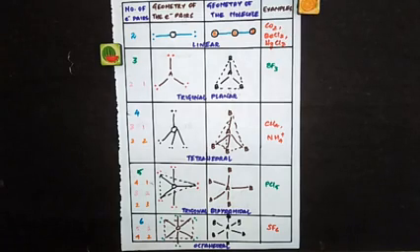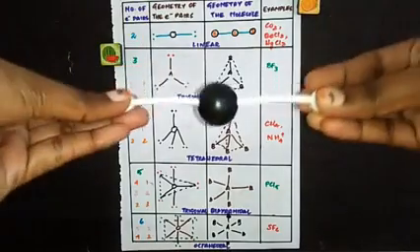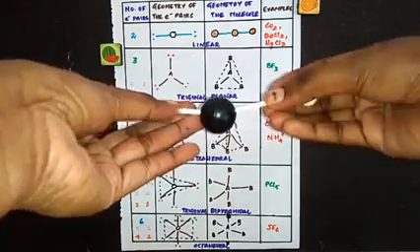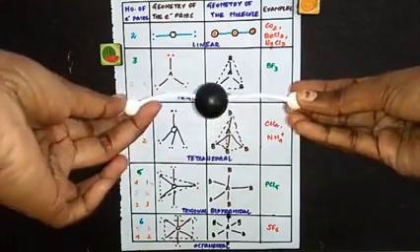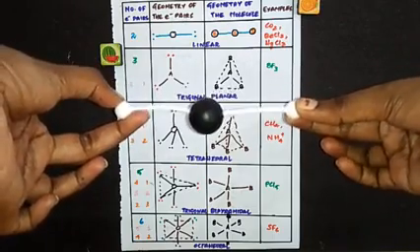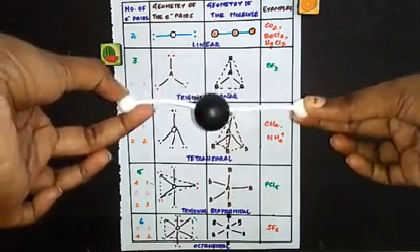So remember, when there are two electron pairs and both are bond pairs, then the shape of the molecule will be linear. I have shown an example already. Let's take this as an example: the central atom and you have two bond pairs, 1, 2. So the repulsion will be maximum, and they form a linear structure. So this is the structure of a molecule with two bond pairs.